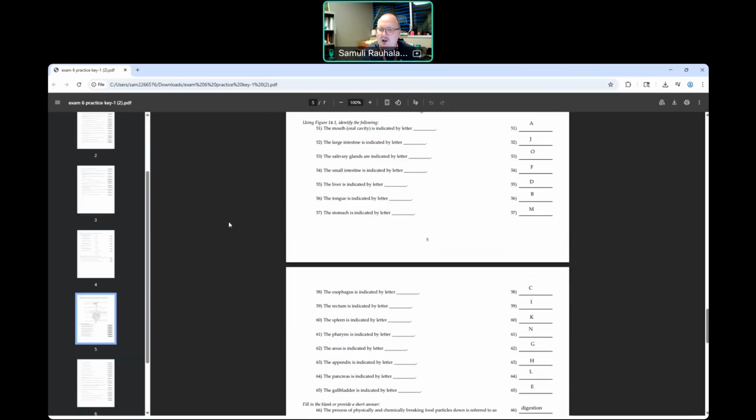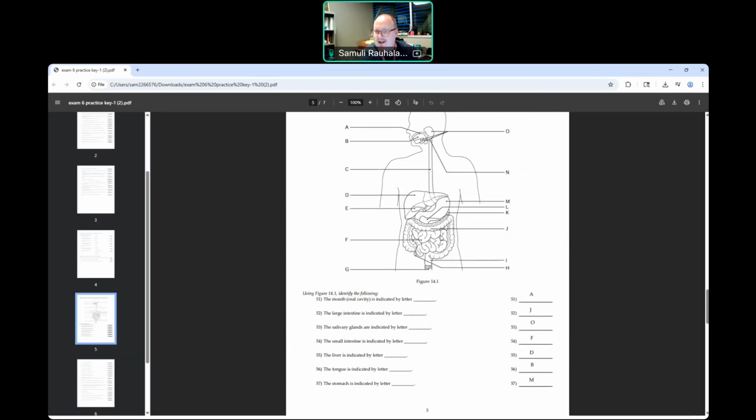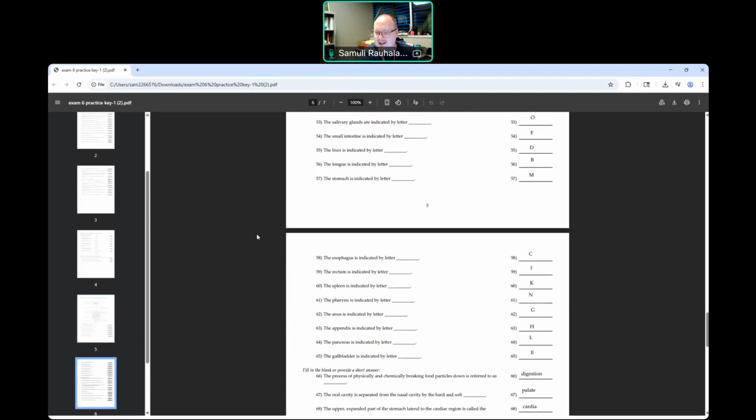Now we can return to this continuous tube that is the alimentary canal. We see small intestines as letter F on question 54. Those were duodenum, jejunum, and ileum. Then we move on to the large intestines that kind of frame the abdominal cavity here. The first part of those is the cecum, from where a small projection protrudes. This is appendix, indicated with letter H and seen in question 63.